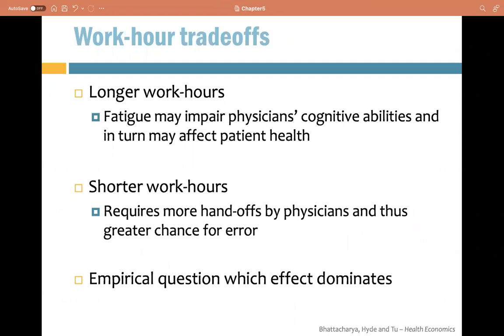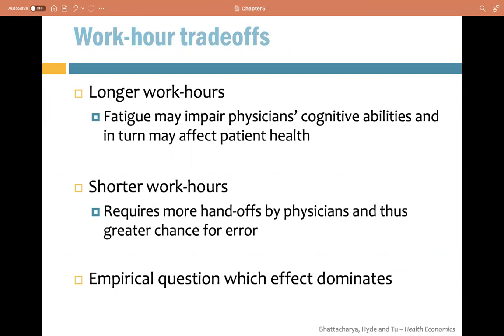So why are there such long hours? There's actually a trade-off of longer and shorter hours. With longer work hours, physicians or residents get tired, and fatigue may impair physician cognitive abilities and in turn may affect patients' health. While if we limit the working hours and make them shorter, it actually requires more handoffs by physicians, and thus there's also a greater chance for an error.